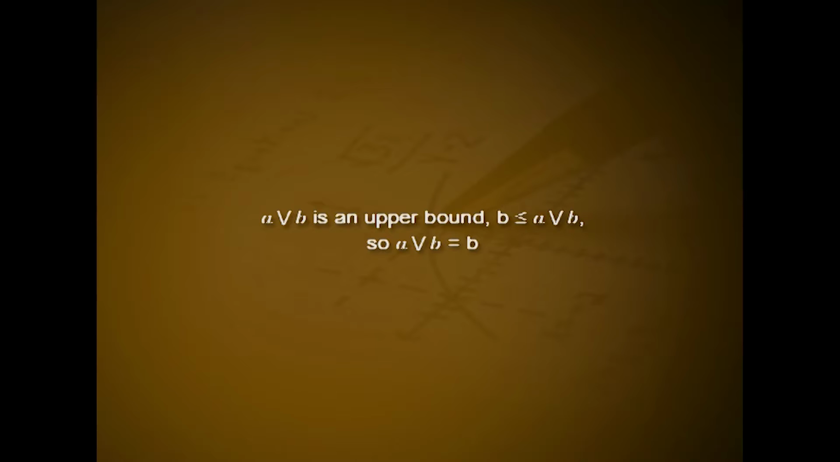Suppose that a join b is equal to b. Since a is less than or equal to a join b, which is equal to b, we have a is less than or equal to b. Conversely, if a is less than or equal to b, then since b is less than or equal to b, b is an upper bound of a and b. So, by the definition of least upper bound, we have a join b is less than or equal to b. Since a join b is an upper bound, b is less than or equal to a join b, so a join b is equal to b.